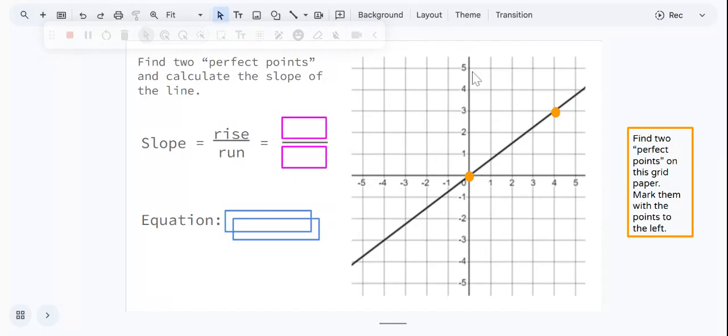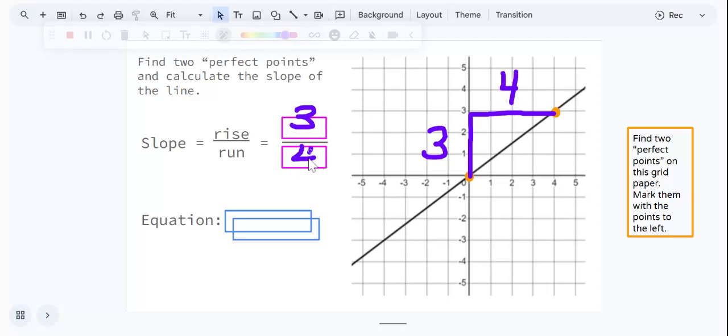Are we on the last problem? I think we are on the last problem. Okay. Last problem's positive slope. Rise, 1, 2, 3, over run, 1, 2, 3, 4. Our slope is 3 over 4. Our equation is, I don't know why I have two boxes here, y equals 3 over 4 x.